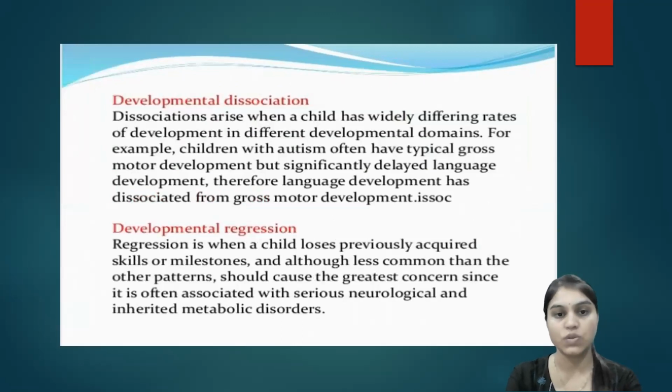Developmental dissociation. Dissociation arises when a child has widely differing rates of development in different developmental domains. For example, children with autism often have typical gross motor development but significantly delayed language development. Therefore, language development is dissociated from gross motor development.